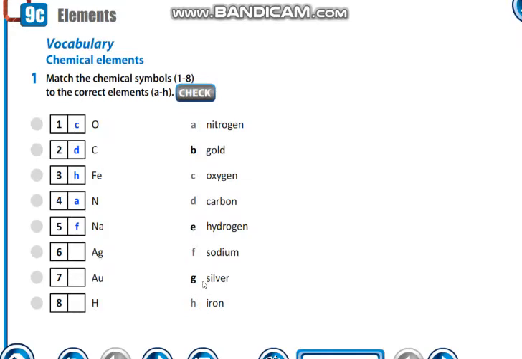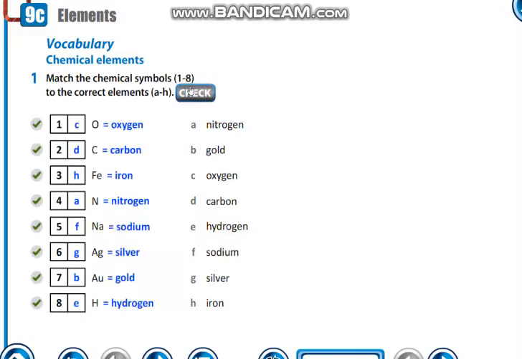Argentum, it is silver, you know about it, silver. Aurum, you know that it is gold. And the last, H, it is hydrogen. Now let's check it. All right, here is oxygen, carbon, iron, nitrogen, sodium, silver, gold, and hydrogen.